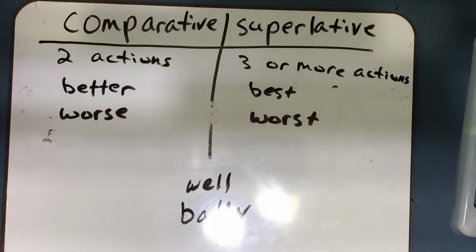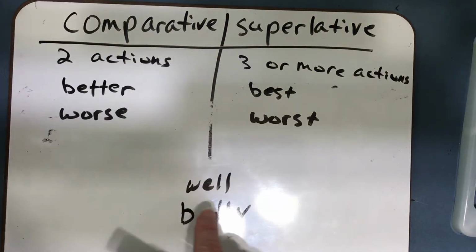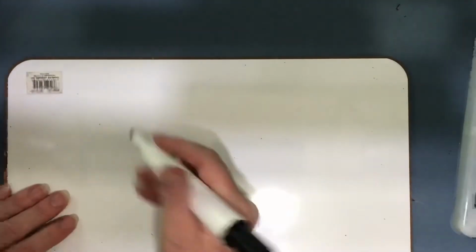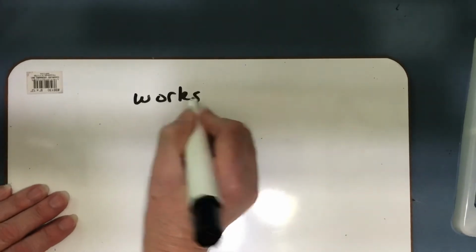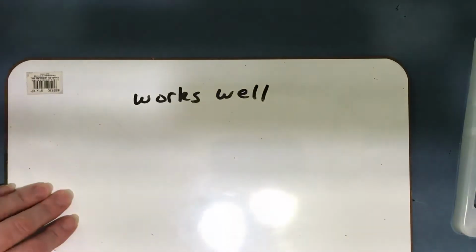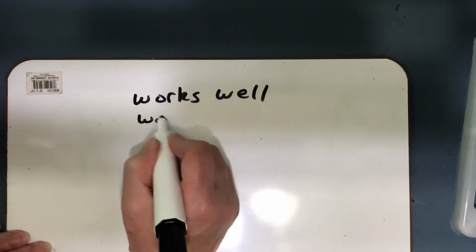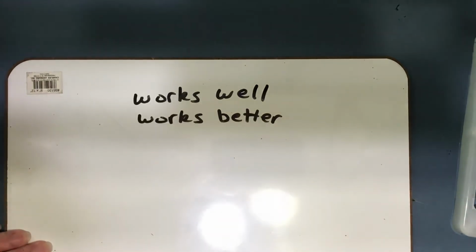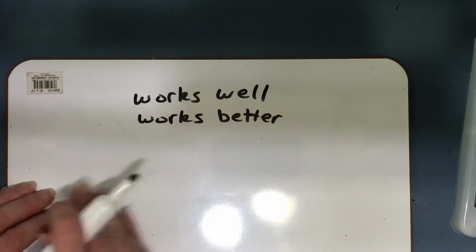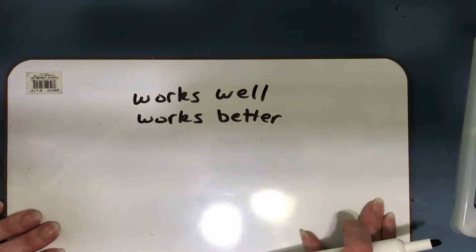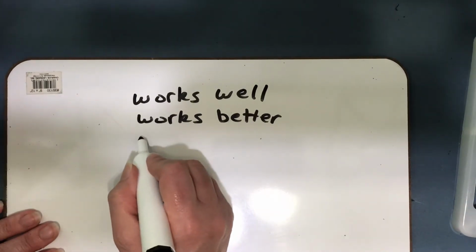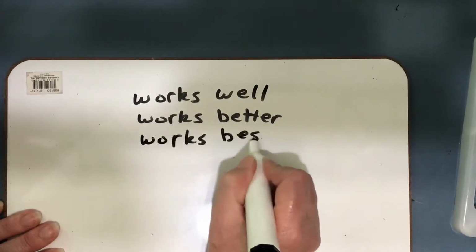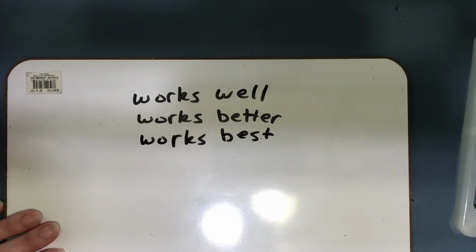Okay, so here are some examples that we can use with those words. We can say that a glue stick works well on paper. The way it works well. We can say that Elmer's glue works better with glitter than a glue stick. It works better. I'm comparing the way it works with a glue stick and the way glitter works with Elmer's glue. Okay, and I can say that wood glue works the best of all for gluing wood. The best of all, out of all kinds of glue.